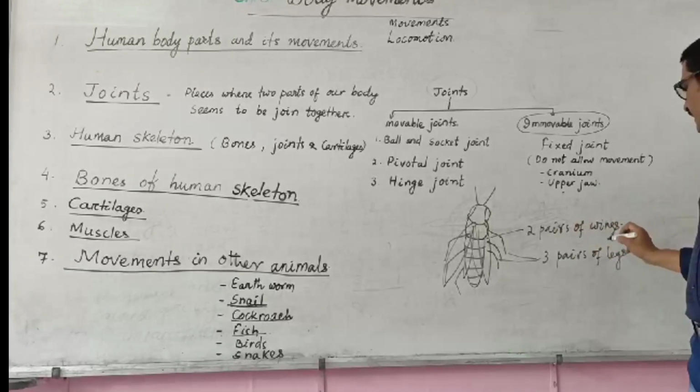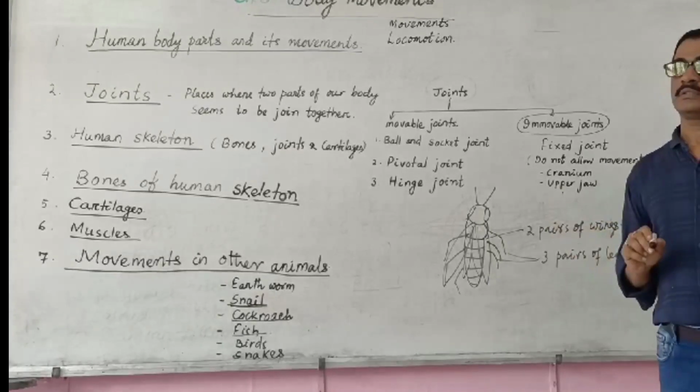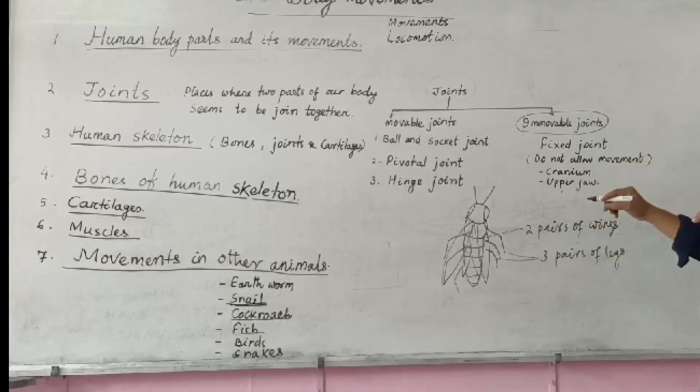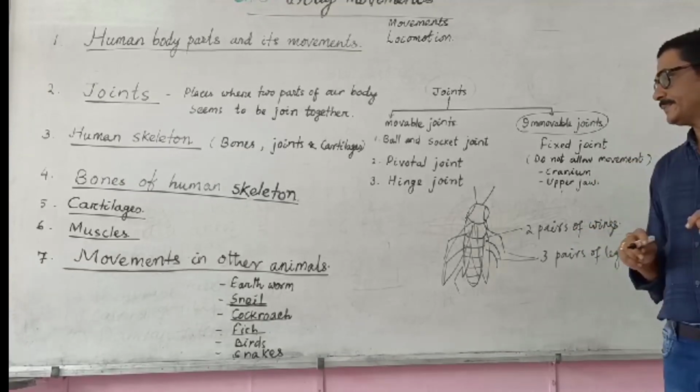These wings and legs are attached with the muscles. Due to contraction and relaxation of the muscles, the cockroach is able to walk or fly.